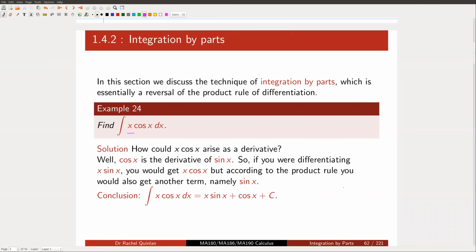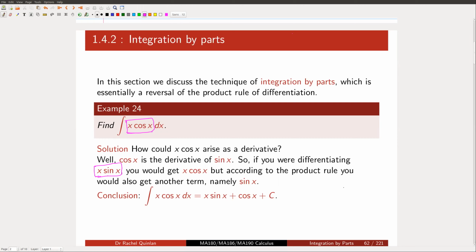The first question, the frame of mind to put ourselves in, is how could that expression x cosine x arise as a derivative? What kind of thing could it be the derivative of? Well, we know that cosine x is the derivative of sine x. Fine. So x cosine x might be something like the derivative of x sine x. That's not a great guess, but a better-than-nothing guess.